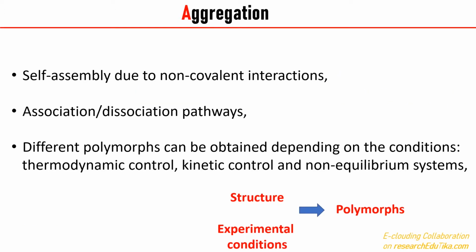In summary, self-assembly is due to non-covalent interactions. It follows association and dissociation pathways. Different polymorphs can be obtained depending on the conditions: under thermodynamic control, kinetic control, and for non-equilibrium systems. So for one chemical structure, and depending on the experimental conditions, different polymorphs could be obtained.